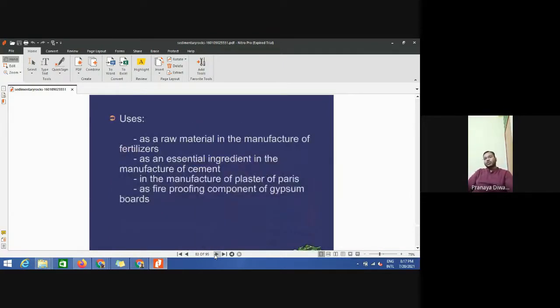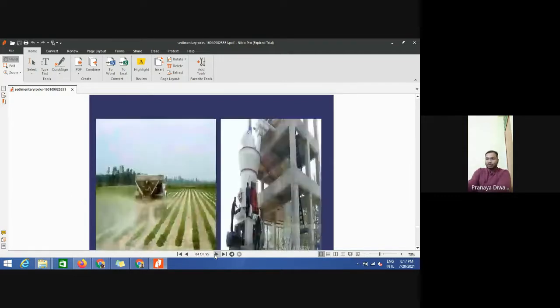What are the uses of this rock? It is used as a raw material in the manufacture of fertilizer, as an essential ingredient in the manufacture of cement, in the manufacture of plaster of Paris, and as a fireproofing component of gypsum board.